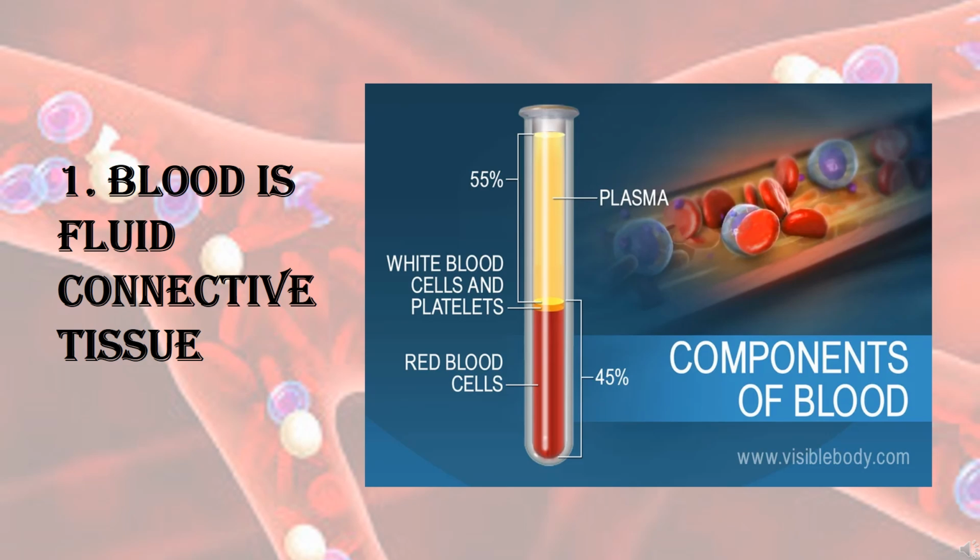There are 8 important facts about blood. 1. Blood is fluid connective tissue. Blood is composed of 55% plasma and 45% formed elements, including red blood cells, white blood cells, and platelets. Because of these living cells suspended in the plasma, blood is considered a fluid connective tissue, not a fluid. It is the only fluid tissue in the body.